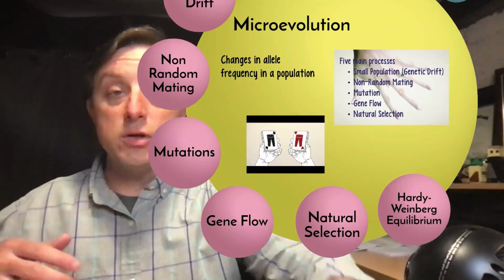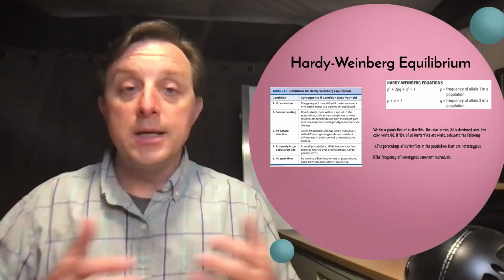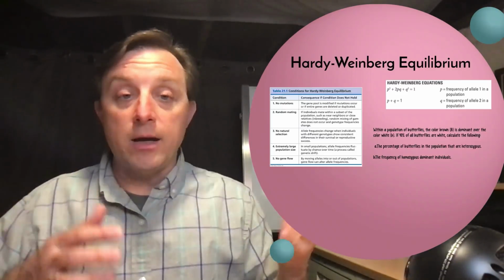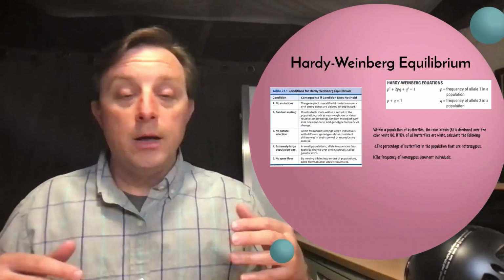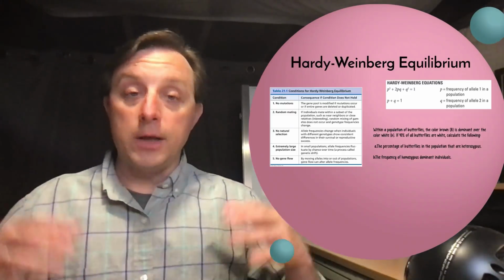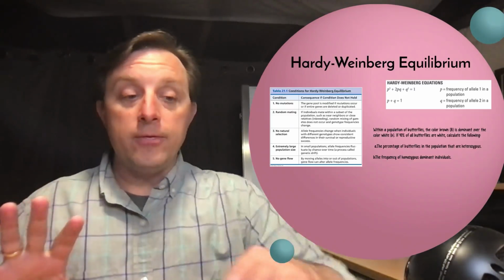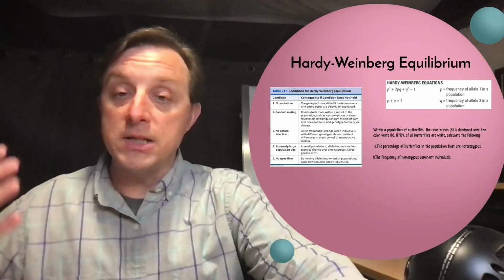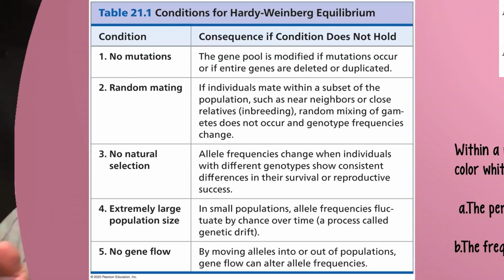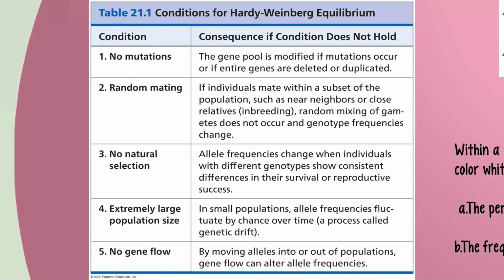How do we measure these gene frequencies and try to keep track of whether they are changing? For Hardy-Weinberg equilibrium, there are 5 requirements that must be in place for a population to be in Hardy-Weinberg equilibrium. You see them listed here. They are the exact opposite of the 5 things that would cause a population to change, right? That would cause a gene pool to change.